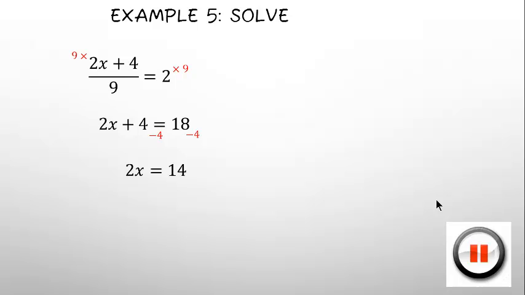The 4's on the left-hand side, they cancel out. 4 minus 4 equals 0. 18 minus 4 equals 14. So I have 2x equals 14. Opposite of timesing by 2 is dividing by 2, so I'll divide both sides by 2. And I end up with x equals 7.